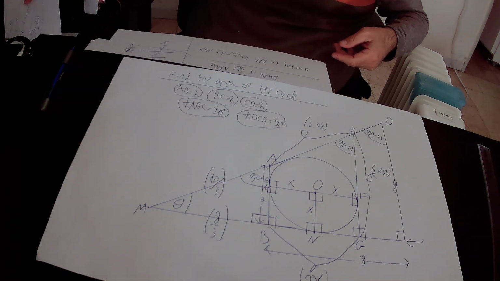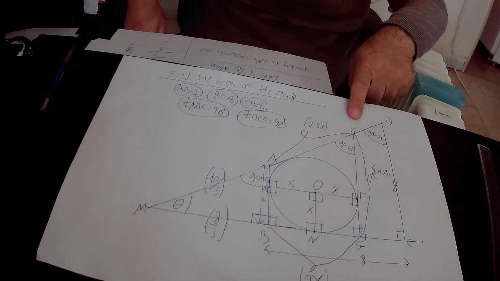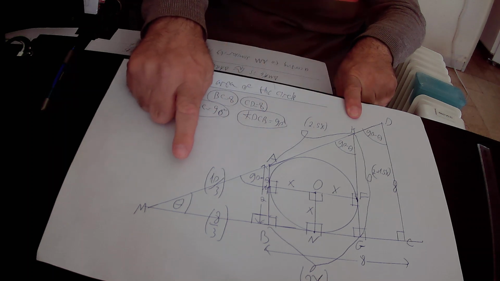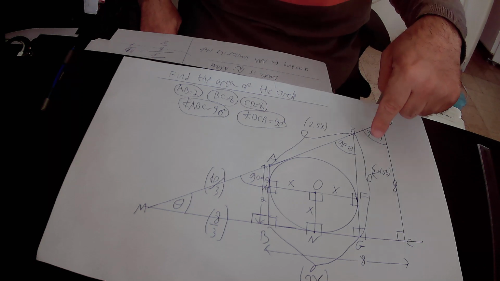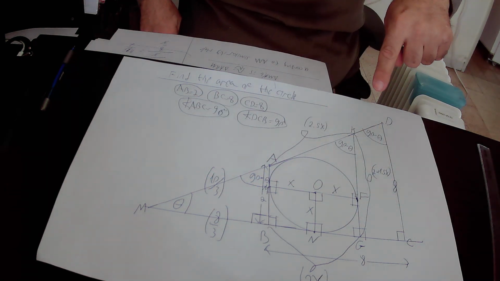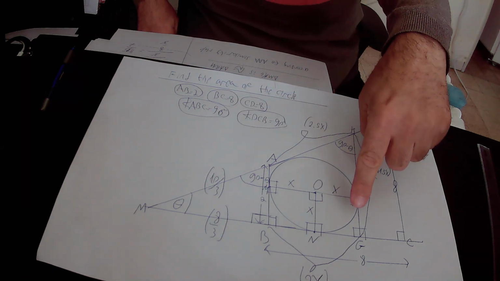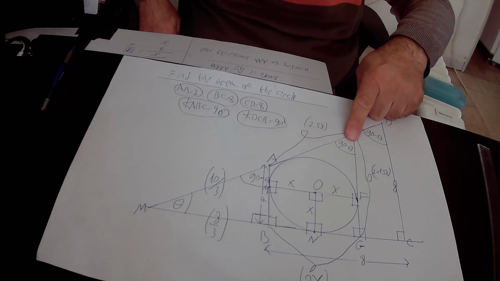Okay. In the next step, we extend the perpendicular GF until it touches side DM at point K. This way, we created the right triangle KGM. In the right triangle KGM, this angle equals theta, this angle equals 90 degrees, therefore the missing angle must be equal to 90 degrees minus theta.